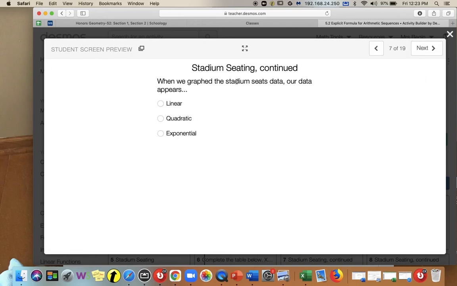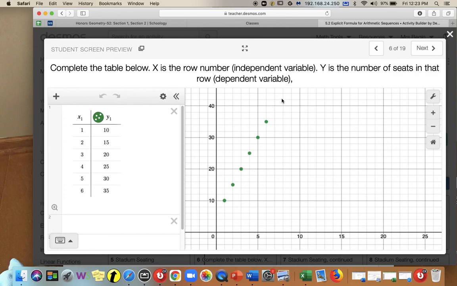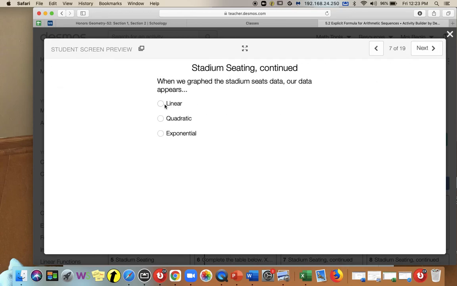So then, when we graph the stadium seats data, what does our data appear to look like? Is it linear? Is it exponential? Is it quadratic? And we can see that it's a pretty straight line. We have the slope right here, the slope of 5 every time. So this is linear.